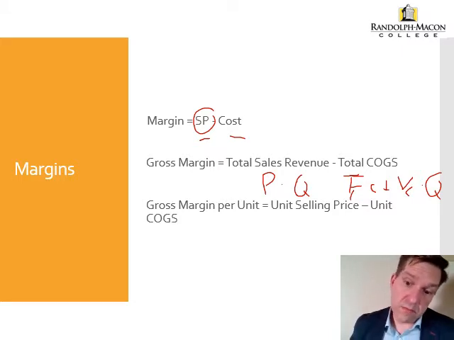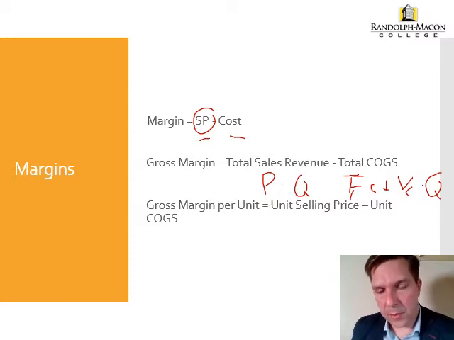That will be a reasonable metric to compare when you're comparing, for example, the performance of two different firms or two different products. That way you can isolate how much comes from margin and how much comes from the number of sales.